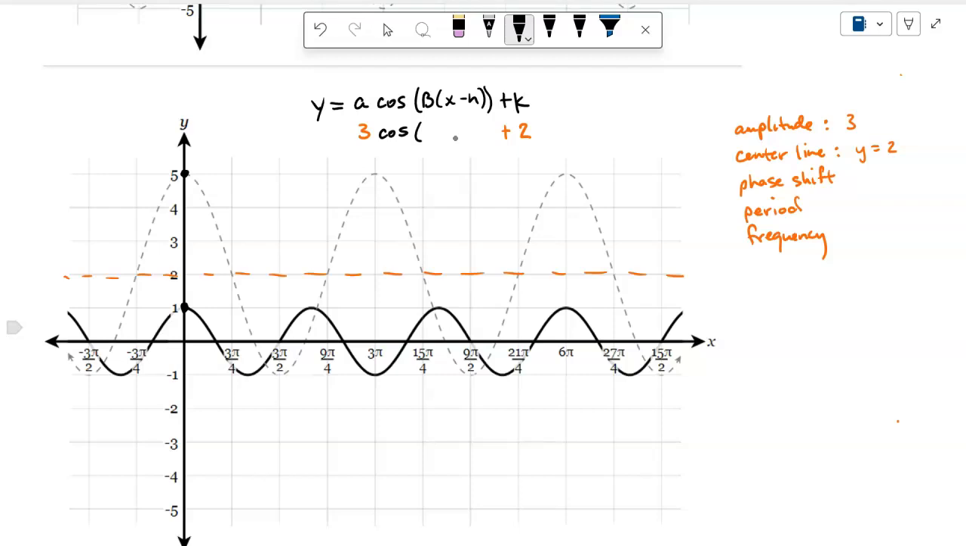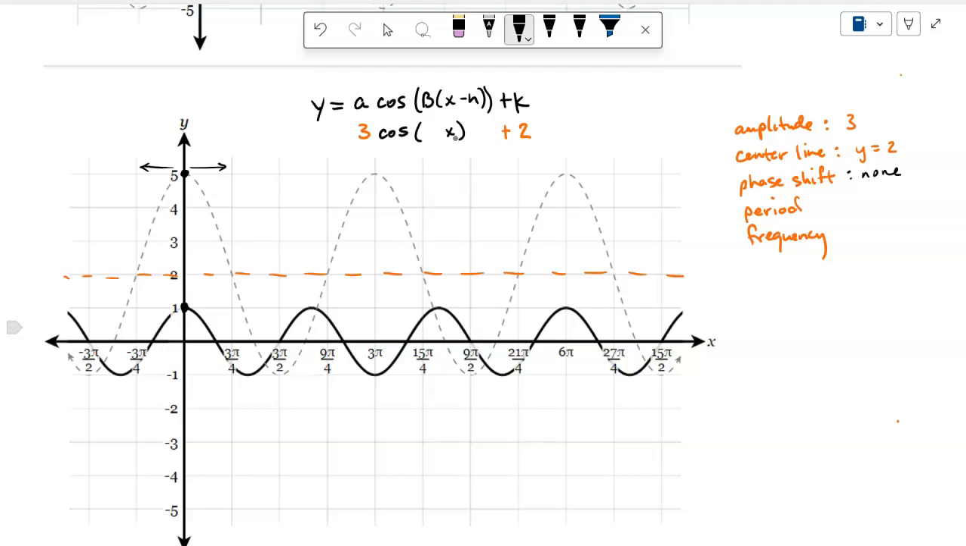Let's go and find the particulars for the rest of it. So we need the phase shift. It's not shifted left or right, meaning that this initial point right here, the maximum, is not shifted over either way. And so we have no phase shift on this one. So all that means is on the inside here, again, I'm not going to get an x minus h or an x plus h in there.